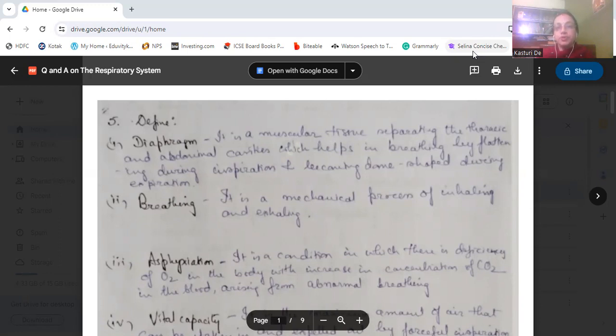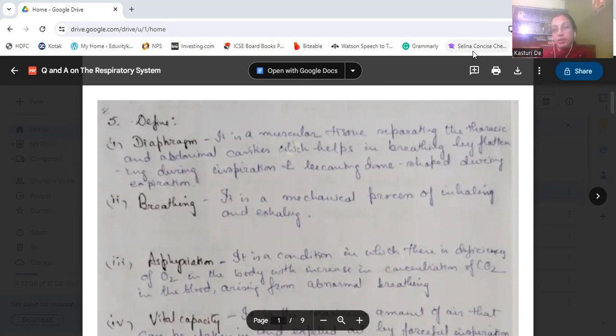Okay, so first question for today is define the following. That is diaphragm. What is it? It is a muscular tissue which separates the thoracic and the abdominal cavity, that helps in breathing by flattening during inspiration. That is, during inspiration it flattens, and during expiration it becomes dome shaped. So it's a muscular tissue which separates the thoracic and the abdominal cavity, and it helps in breathing.